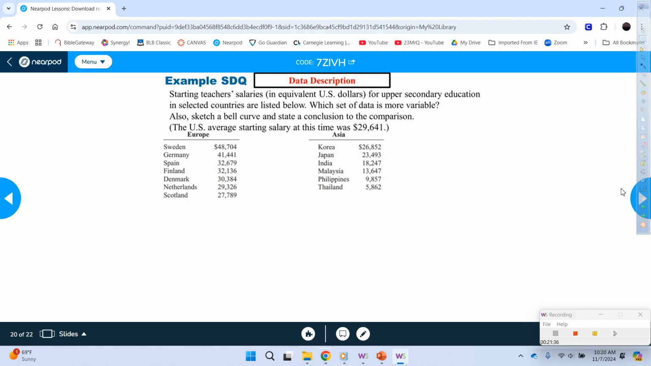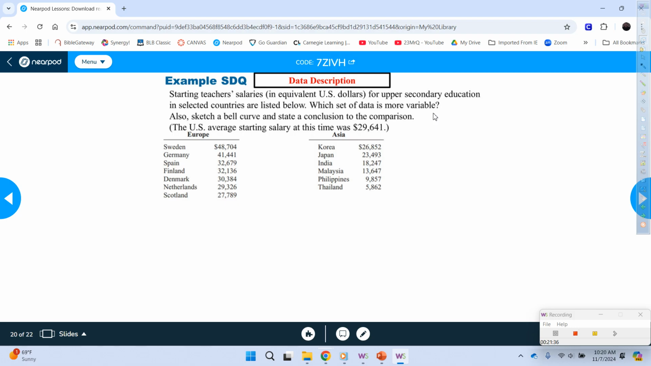All right, so copy that, please. You don't have to copy the problem, but I'll read it out loud. It reads, starting teacher salaries in equivalent US dollars for upper secondary education in selected countries are listed below. Which set of data is more variable? Does that sound familiar? Yes, that is what we did yesterday, the CVar. Which one is more variable, which means CVar?